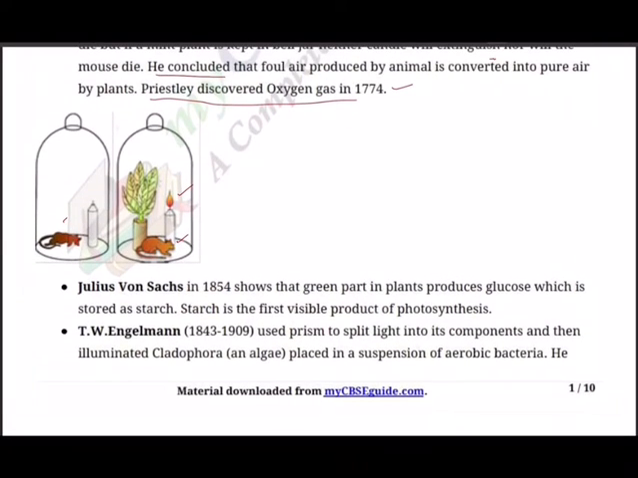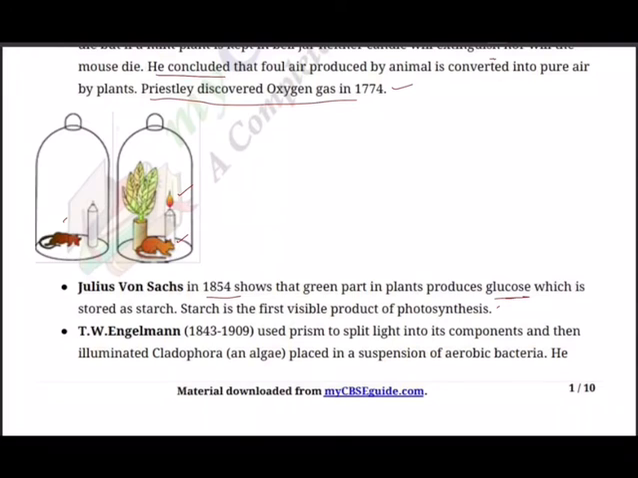And then second experiment, Julius Van Sachs in 1854 shows that green part in plants produces glucose, which is stored as starch, I said polymer. So many monomers of glucose join together to form starch. Starch is the first visible product of photosynthesis. So this is Julius Van Sachs.